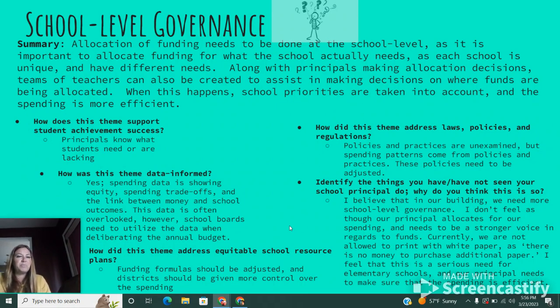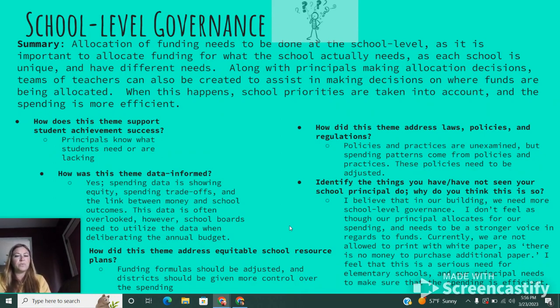How does this theme support student achievement success? Principals know what students need and what they are lacking in. How is this theme data informed? Yes, spending data is showing equity, spending trade-offs, and the link between money and school outcomes. This data is often overlooked. However, school boards need to utilize the data when deliberating the annual budget.